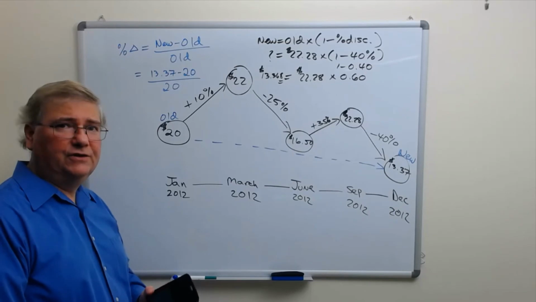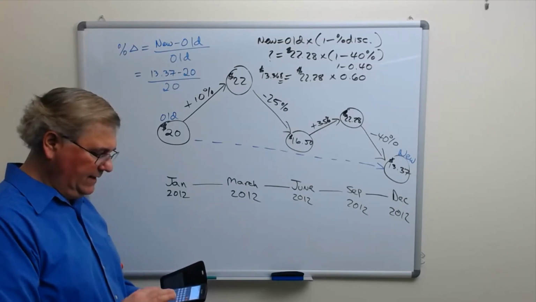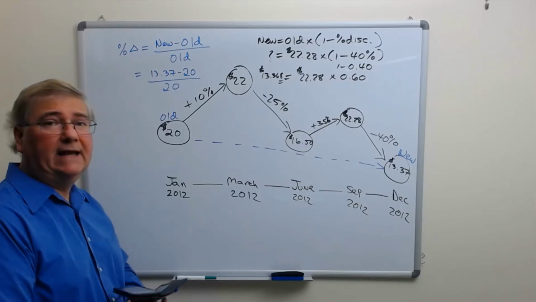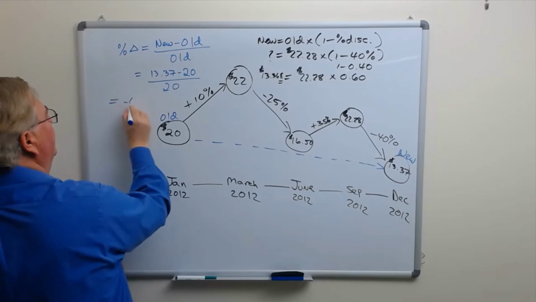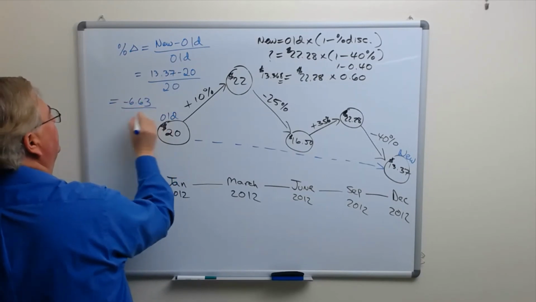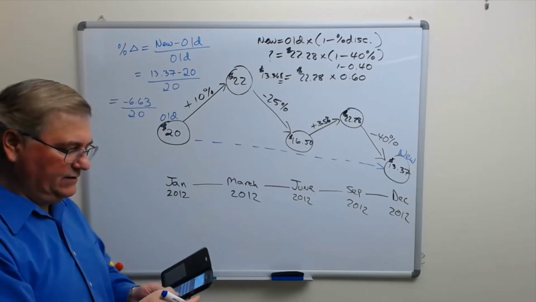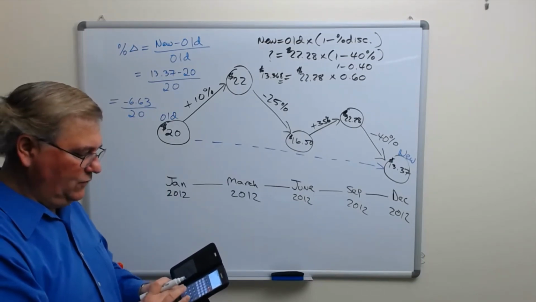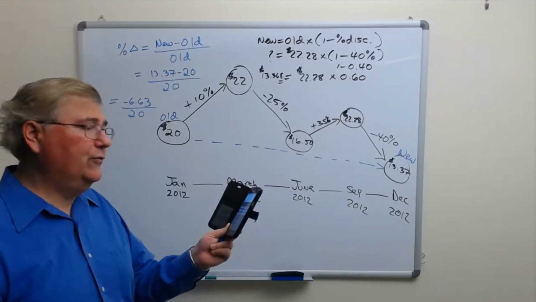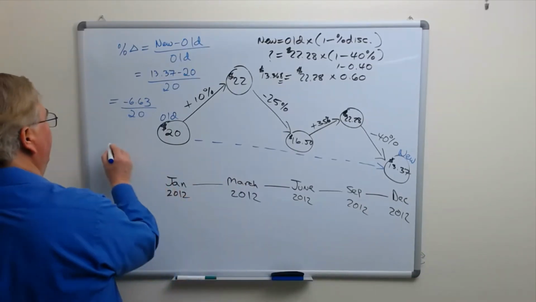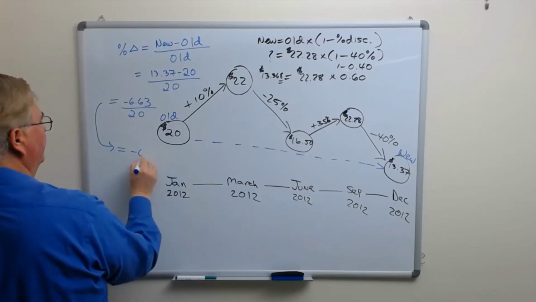All we have to do now is just crunch the numbers. 13.37 minus 20 gives us negative 6.63. I'm going to continue over here. Negative 6.63 divided by 20, and that should give us our final answer. Divide that by 20, and that gives us negative 0.3315. Okay, and so I'm going to continue this down here. That's equal to negative 0.3315.